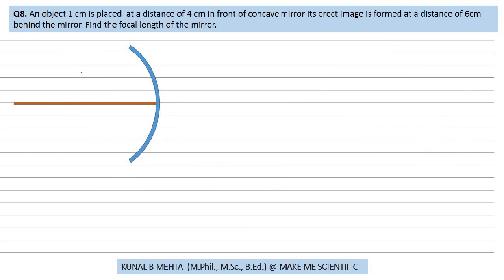Question number 8. The height of the object is given to us. The object distance is 4 centimeter. So let me draw the pole again. This is 0, 0. And the focal length is not given to us, but the object distance is given, and the object has height plus 1 centimeter, and it is placed at a distance of 4 centimeter, right? But they have given us that the image is formed behind the mirror like this, and this is the height of the image, and the image distance is 6 centimeters, right? So image distance would be positive since it lies on the right hand side, object distance negative.